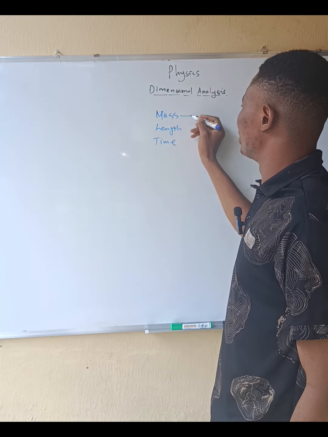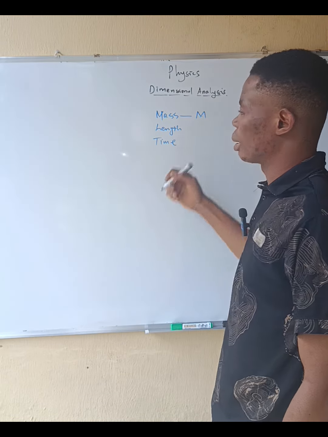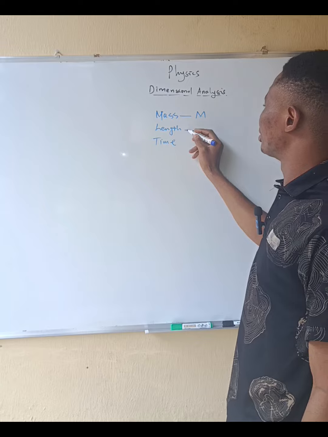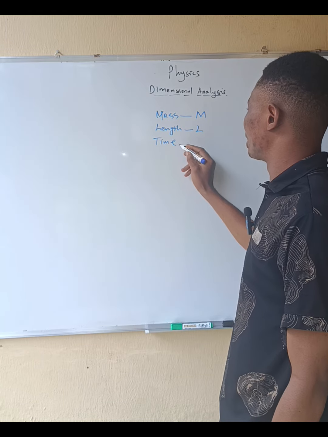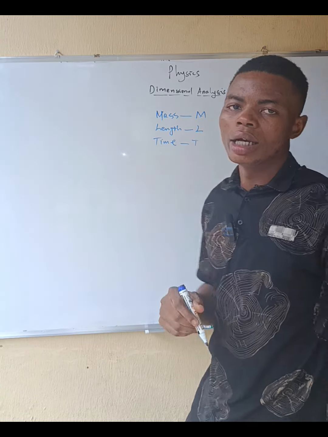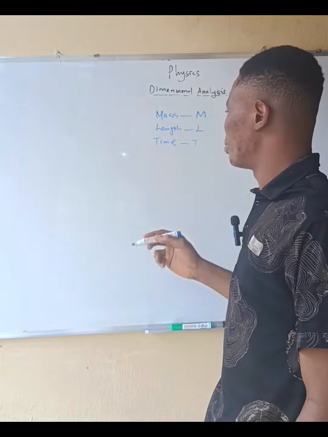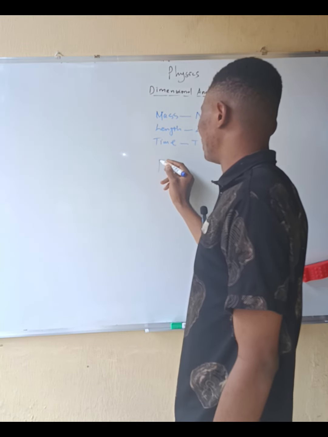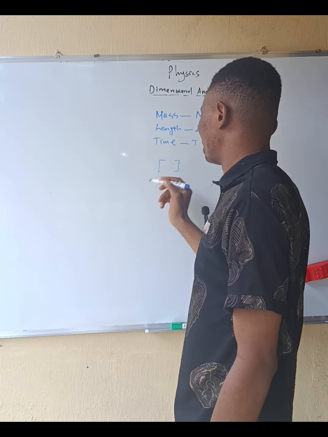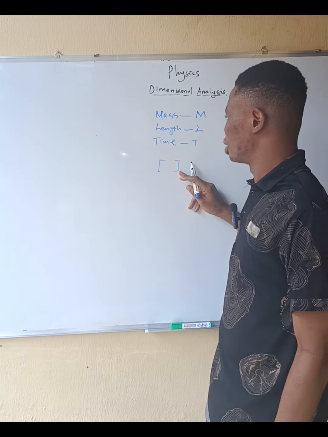This mass is denoted as what? Capital M, when we are talking about dimension. This length is denoted as capital L, while this one is capital T. And then we use this symbol, square brackets, to represent what? Dimension. So we use a square bracket to represent dimension.